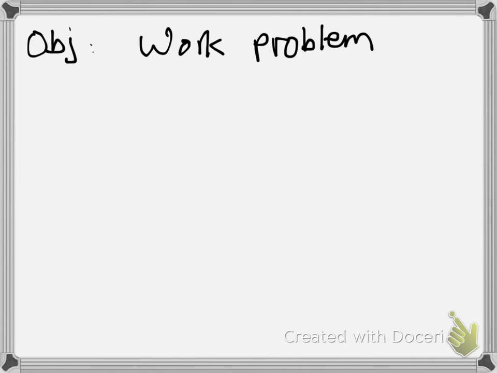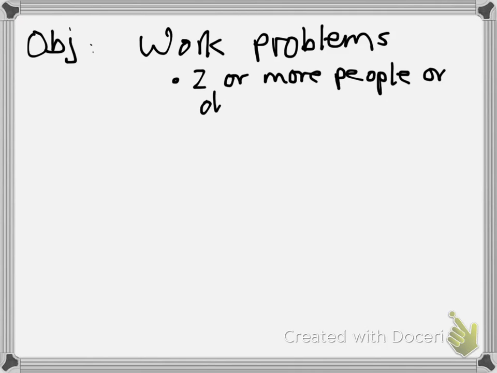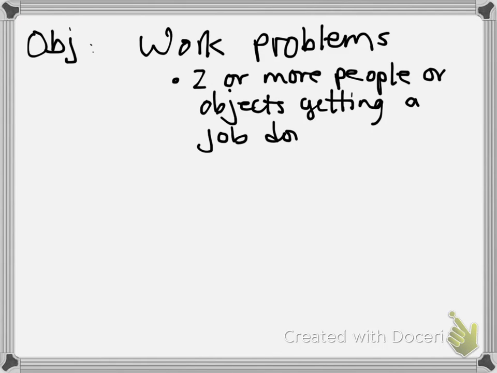So our objective today is to understand work problems. When we talk about work problems, it's two or more people getting a job done. And I shouldn't just say people, because we're going to talk about pipes too. Okay, so work problems deal with two or more people or objects getting a job done.